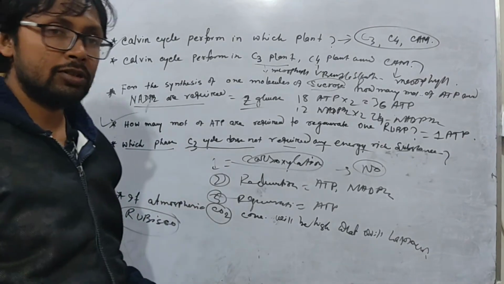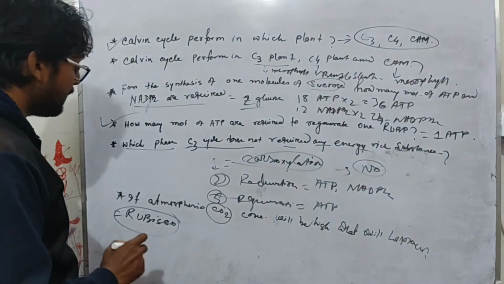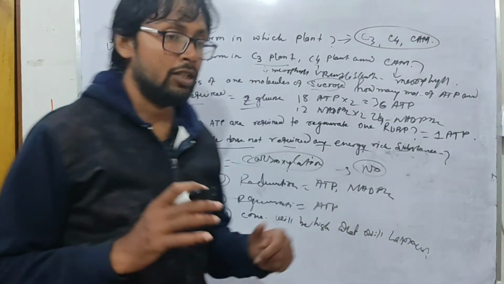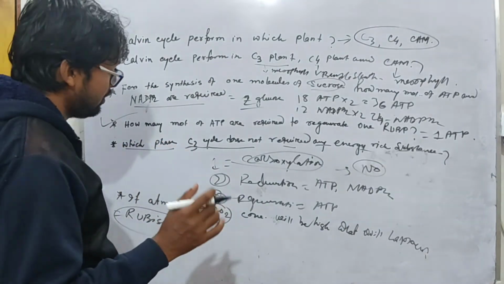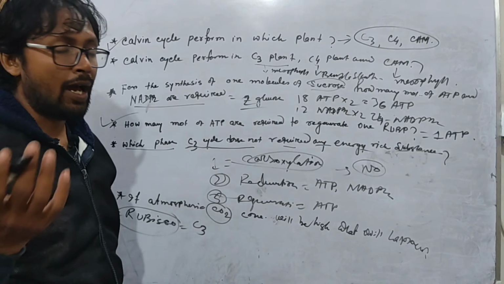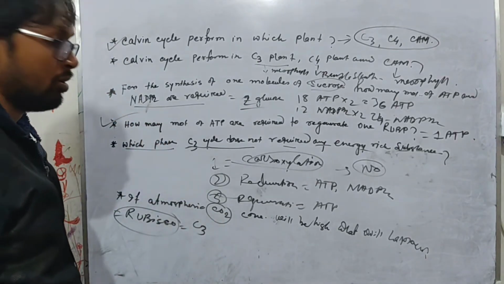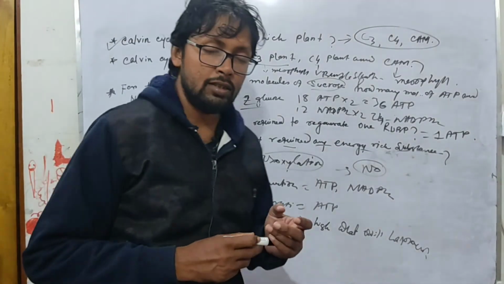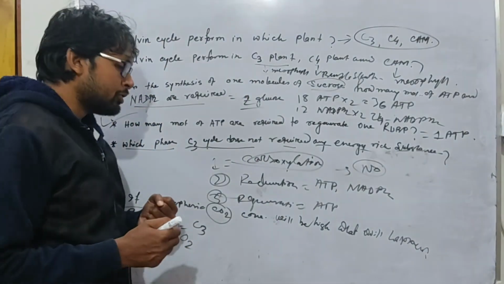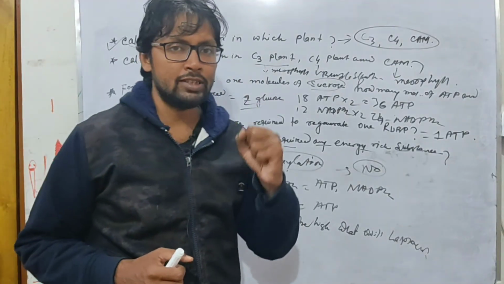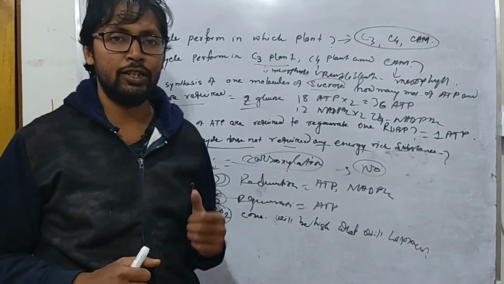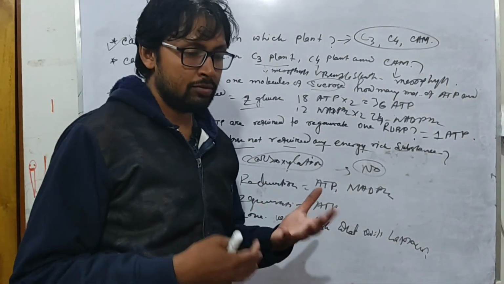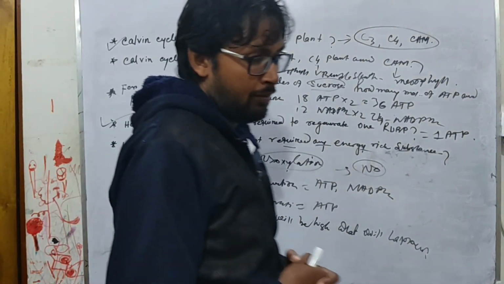At a time it will perform as a carboxylase as well as an oxygenase. When atmospheric carbon dioxide increases, C3 plants will be benefited. When oxygen concentration increases, C3 plants will not be benefited. Photorespiration will occur due to this RuBisCO enzyme, because when the oxygen level is high, RuBisCO will accept oxygen instead of carbon dioxide and run the photorespiration process. Whatever the atmospheric concentration may be, the plant will survive. Okay, thank you.